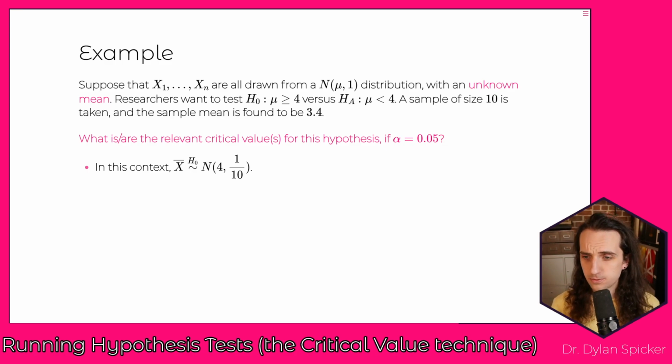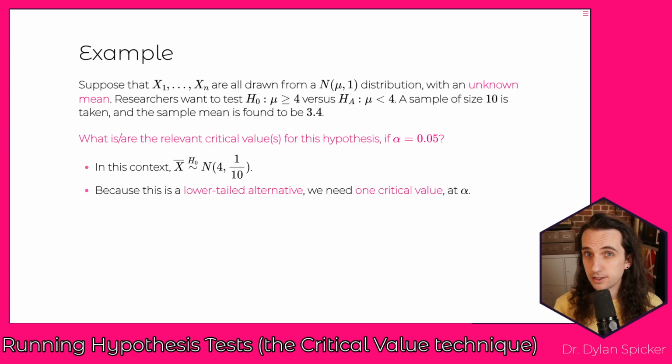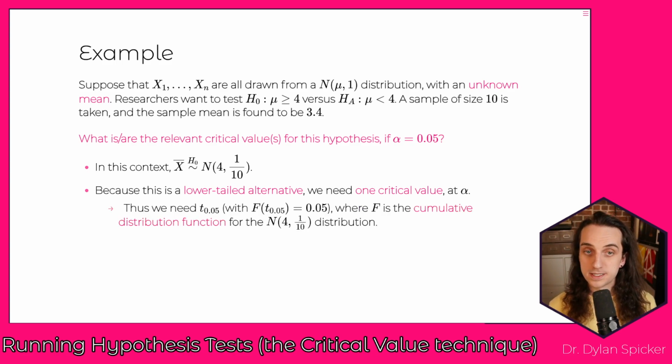So we have the same null distribution, a normal with mean 4 and variance 1 over 10. It's a lower tail alternative, and so we need one critical value. That critical value is going to occur at the alpha level. And so specifically, we're looking for t of 0.05, where t of 0.05 is defined such that F of t of 0.05 equals 0.05. And again, F is the cumulative distribution function for the normal distribution that we're dealing with.